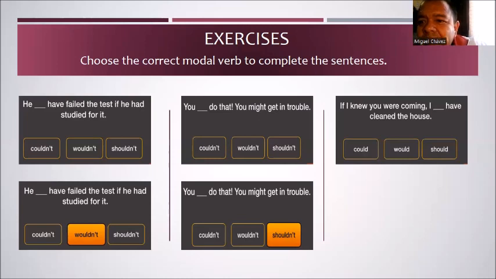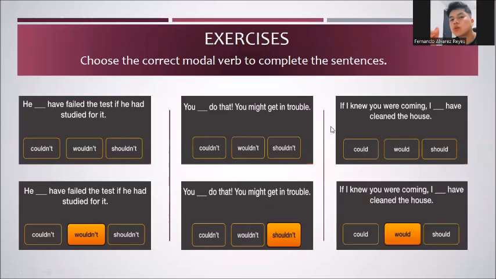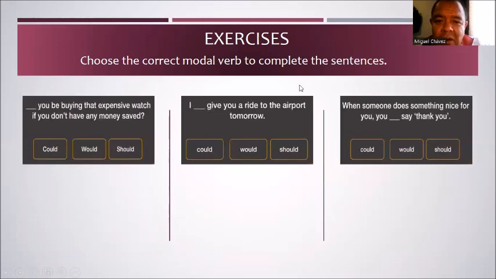Another volunteer. If I knew you were coming, I would have cleaned the house. Okay, Fernando, I would have cleaned the house. Okay, the last three exercises, please. Fernando, Emmanuel, Tanya, if you can help me to answer these exercises. Thank you. Please, a volunteer.